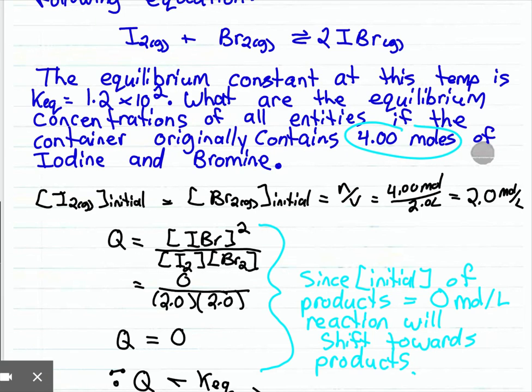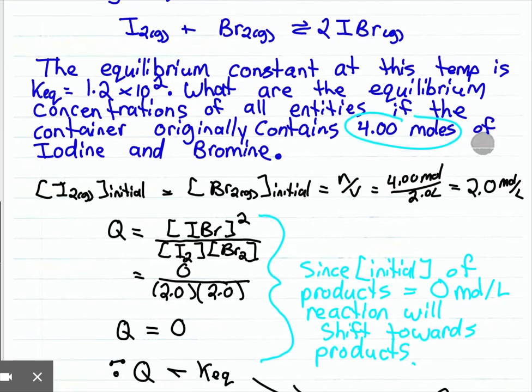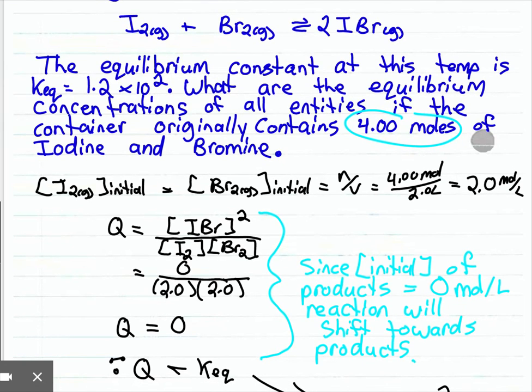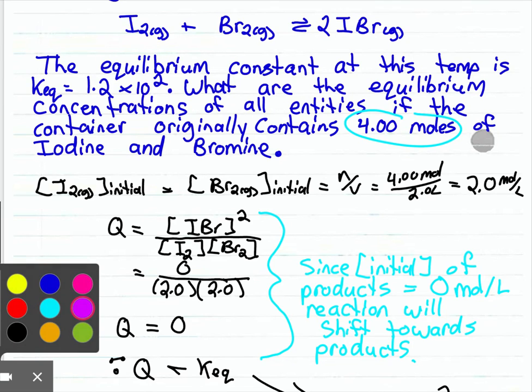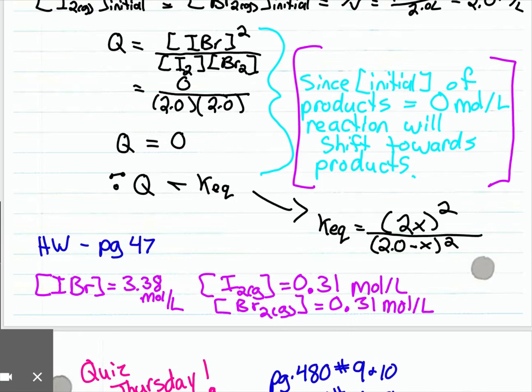So you can either mathematically show Q equals 0, and therefore Q is less than K equilibrium, because our K equilibrium is 1.2 times 10 to the 2. Or you can write our statement that we see right here instead. So Q is going to be less than K equilibrium, which means we're going to shift towards our products. Now, if you calculate Q, you still need to make a statement that you are shifting towards products. Now, I don't have this whole problem written out right now, the rest of the solution.